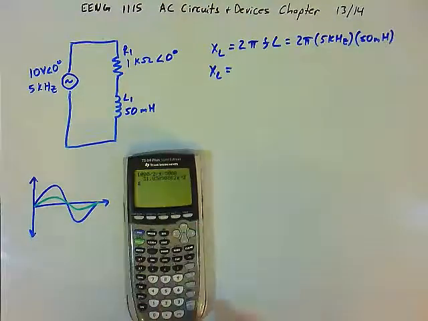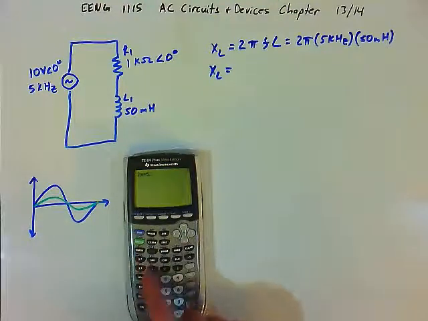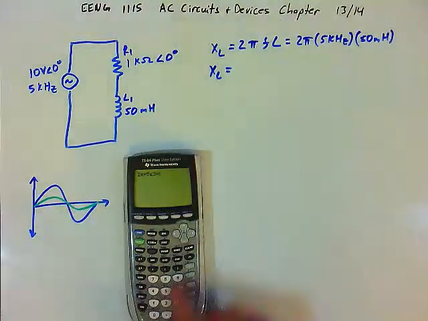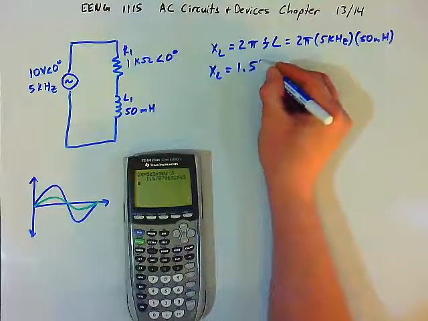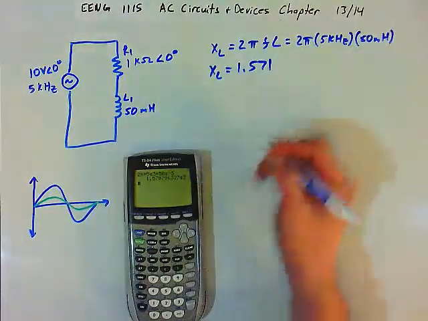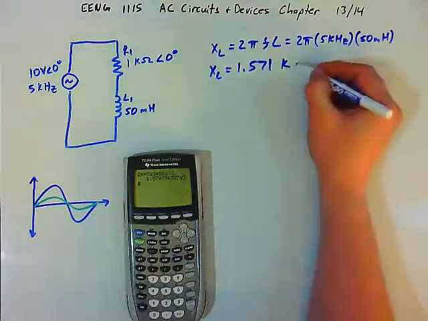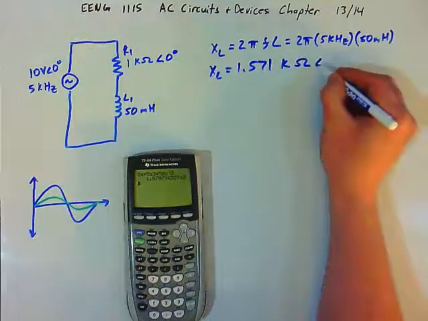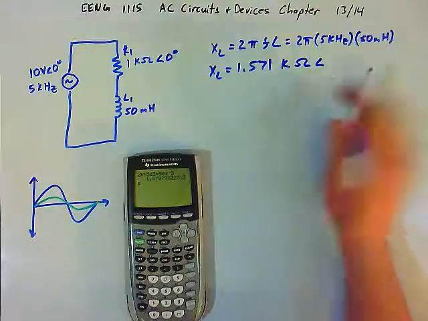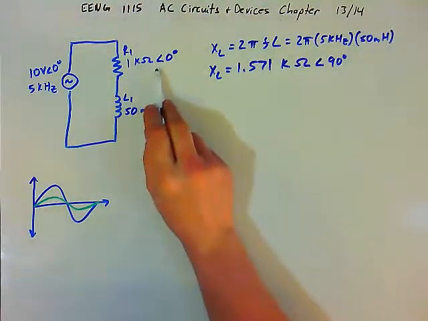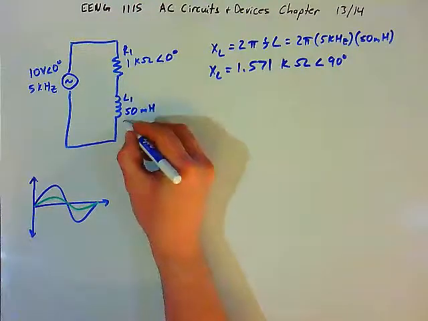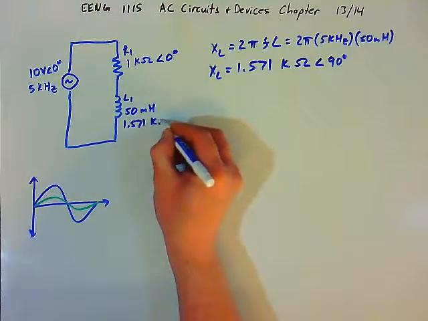And so X sub L will be 2 pi times 5 kilohertz, so 5 EE 3, times 50 millihenries, so 5 EE negative 3, and we get an inductive reactance of 1.571 kilo. Inductive reactance is measured in ohms, and the phase angle of inductive reactance is always positive 90 degrees. Okay? And so the resistance is 1 kilo ohm at 0 degrees. The inductive reactance is 1.571 kilo ohms at 90 degrees.